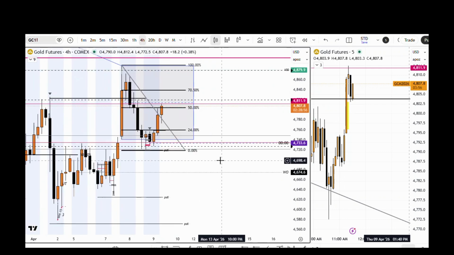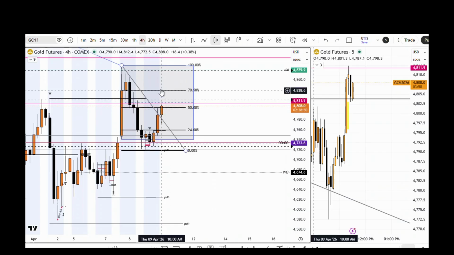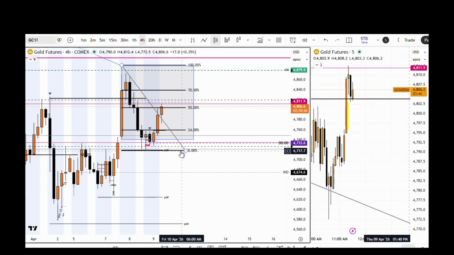My stop loss is above that high. Yes, I'm aware of CPI data, but I'm just following the steps. So we're inside the kill box, right? We're inside the kill box. Now, bear in mind, this is the lower time frame, so you can be a little flexible.